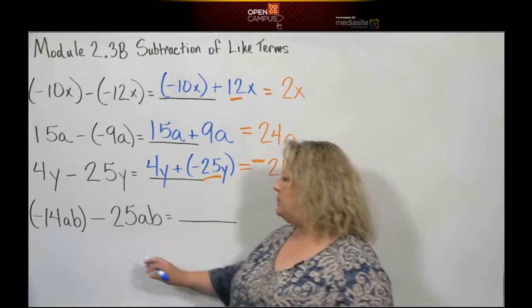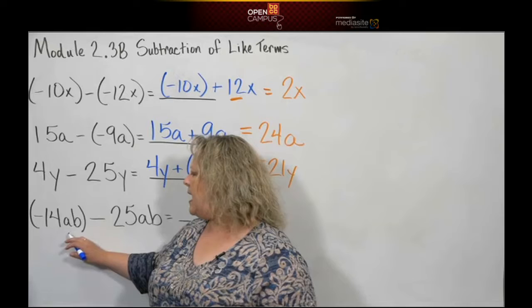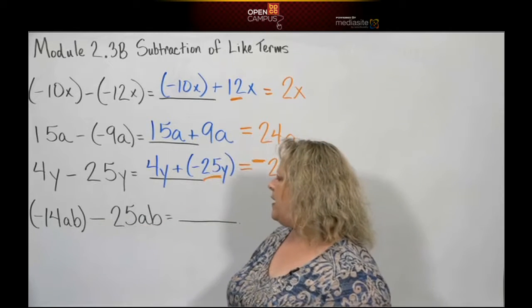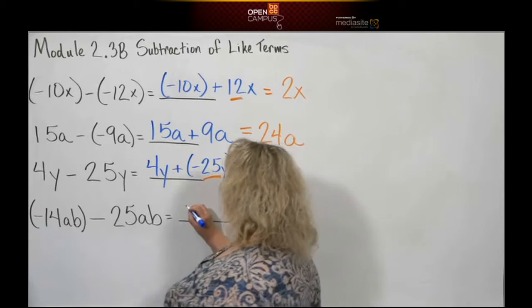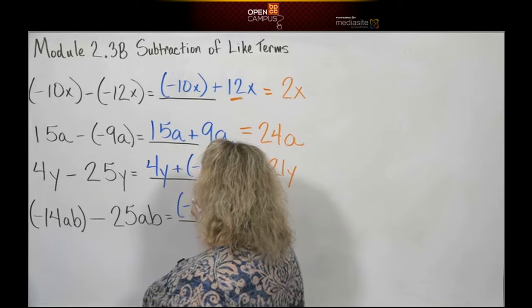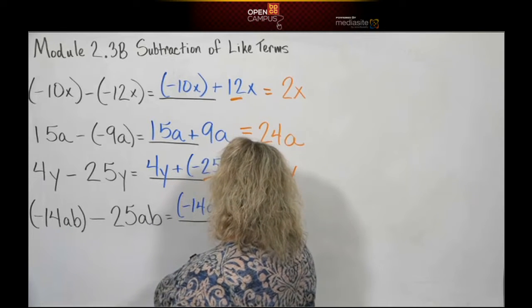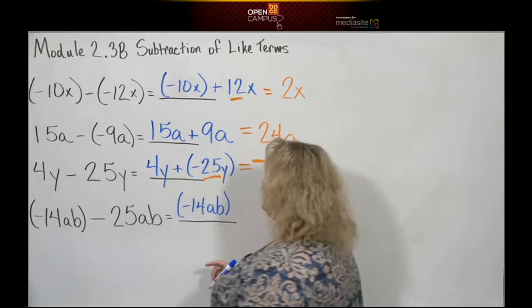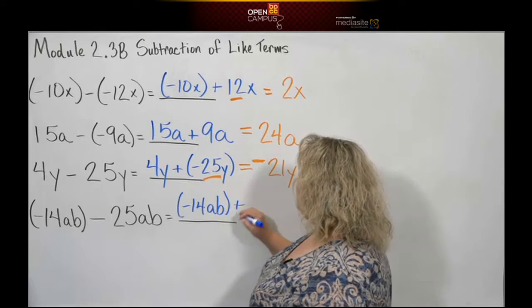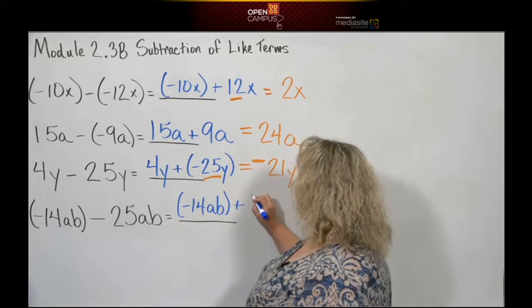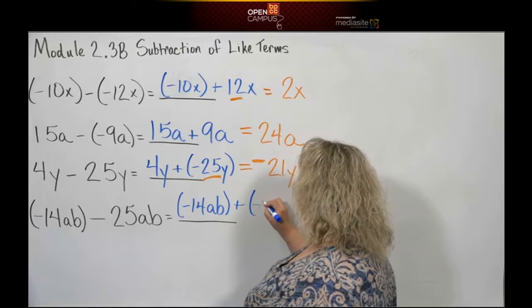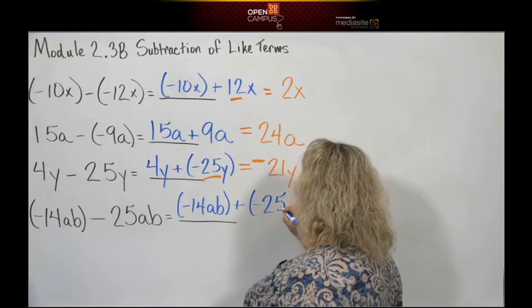Okay, the last one. I have negative 14ab minus 25ab. So I'm going to write it down. That's going to be negative 14ab. Change subtraction to addition. And I want the opposite of 25ab, which is negative 25ab.